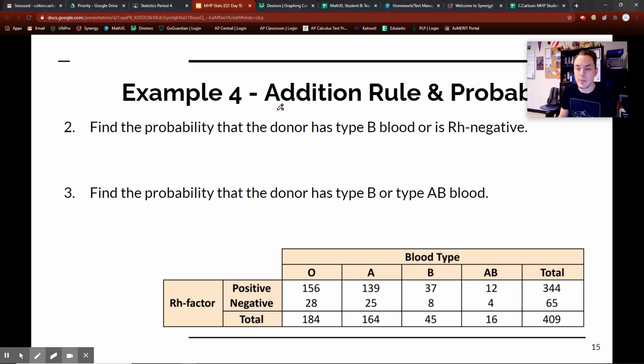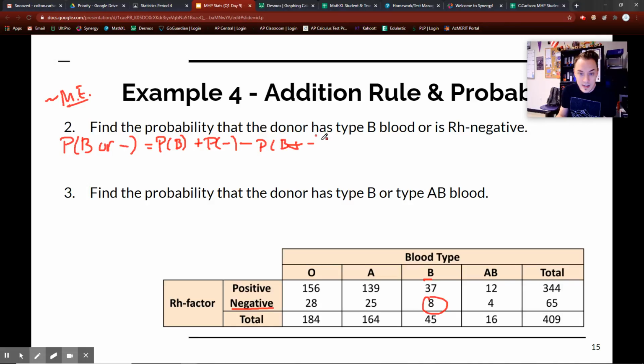Find the probability that the donor has B blood or is Rh negative. Is there an overlap? There is, which means this is not mutually exclusive, so I do have to subtract that overlap. So B blood or negative equals the probability of B plus the probability of it being negative minus the probability of it being B blood and negative.